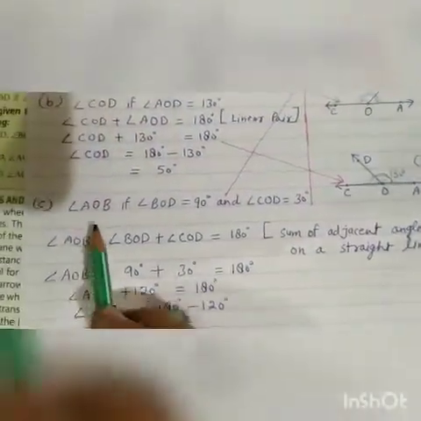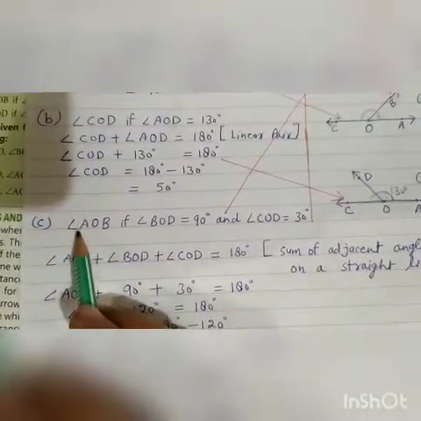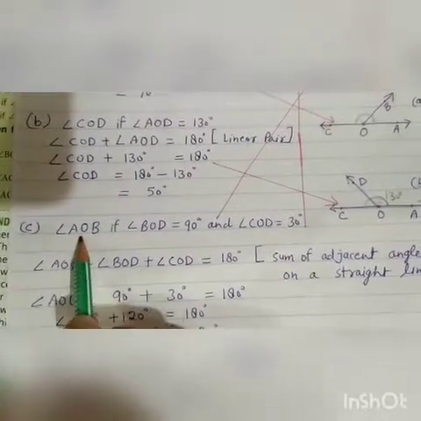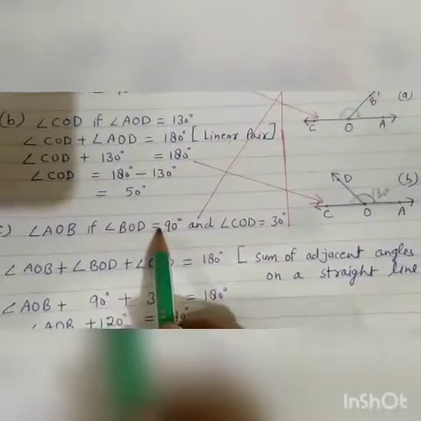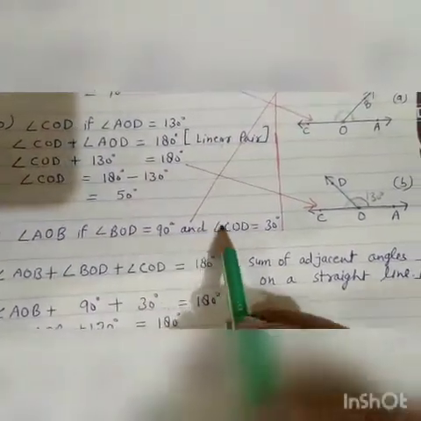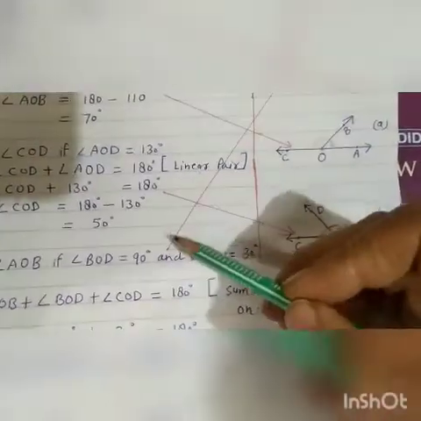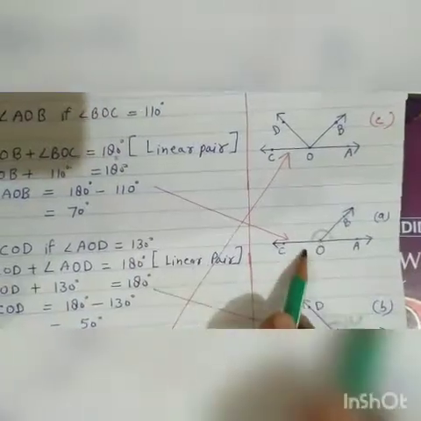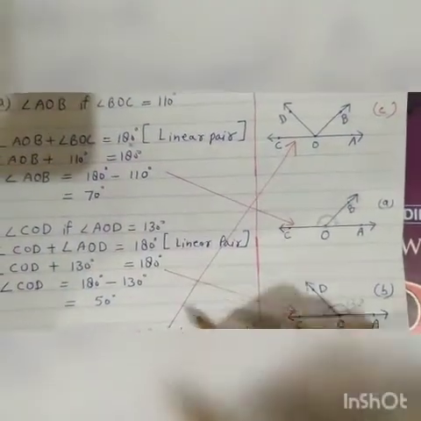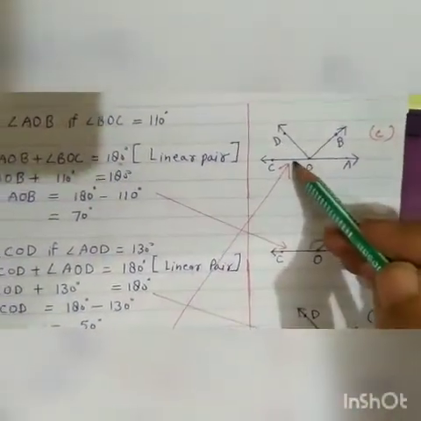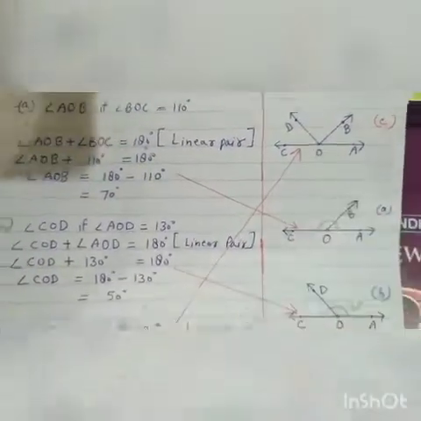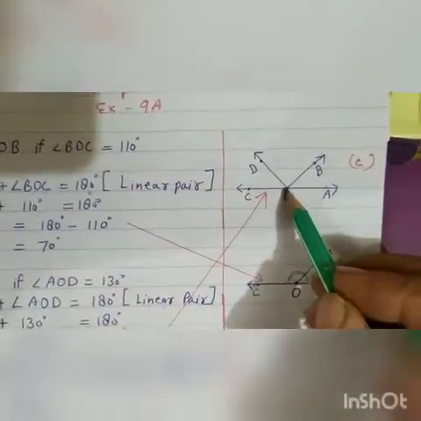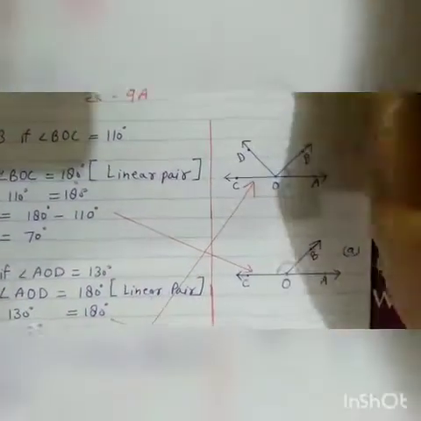Now come to part C. In part C, we have to find angle AOB, if angle BOD is equal to 90 degrees and angle COD is equal to 30 degrees. We have taken this figure for the third part. This is the figure for part A, this is the figure of part B, and this is the figure of part C as given in the question. Here these are three angles. First is angle AOB, this one part.